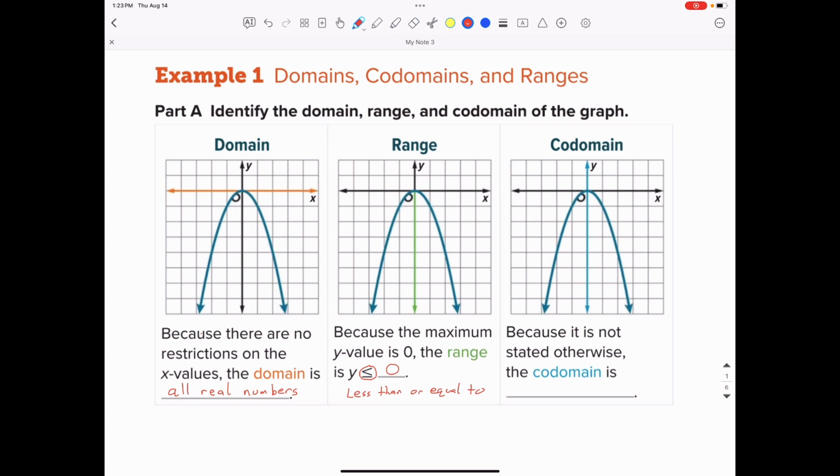And then lastly, to figure out the codomain, remember codomain is all real numbers unless otherwise stated. And it was not otherwise stated, so we would say the codomain is all real numbers. If it's otherwise stated, it has to specifically state that it's a different codomain than all real numbers, and if you don't see that, then it has to be all real numbers.